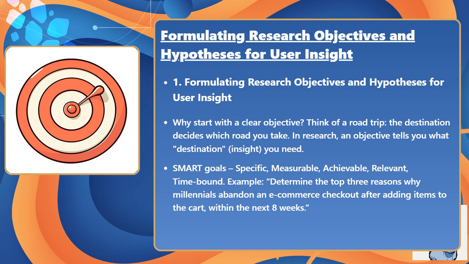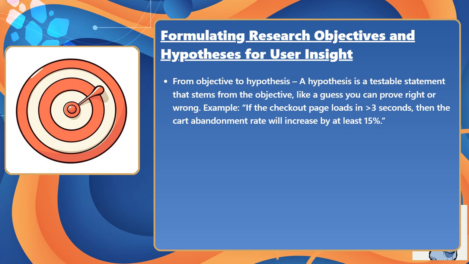Example: determine the top 3 reasons why millennials abandon an e-commerce checkout after adding items to the cart within the next 8 weeks. From objective to hypothesis, a hypothesis is a testable statement that stems from the objective, like a guess you can prove right or wrong. Example: if the checkout page loads in greater than 3 seconds, then the cart abandonment rate will increase by at least 15%. Types of hypotheses.